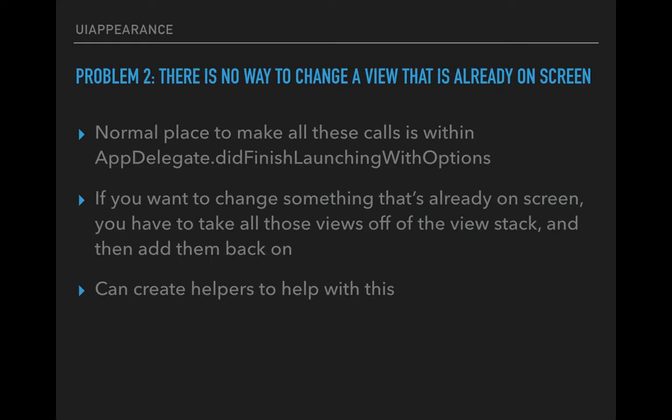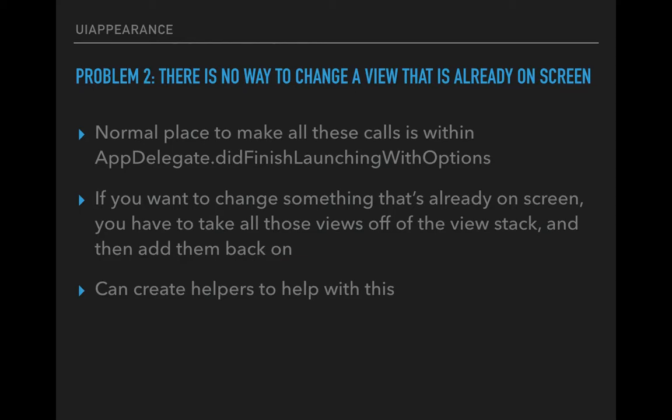The second problem is there's no way to change a view that's already on screen. The way you have to do it is you have to take all of those views off the view stack and re-add them to get a new style. Oh, so if a user changes the current theme, you have to remove everything in the app. Yeah, which is kind of annoying to do. You can write a little helper function to do it, but it's obviously not an ideal way to do it.